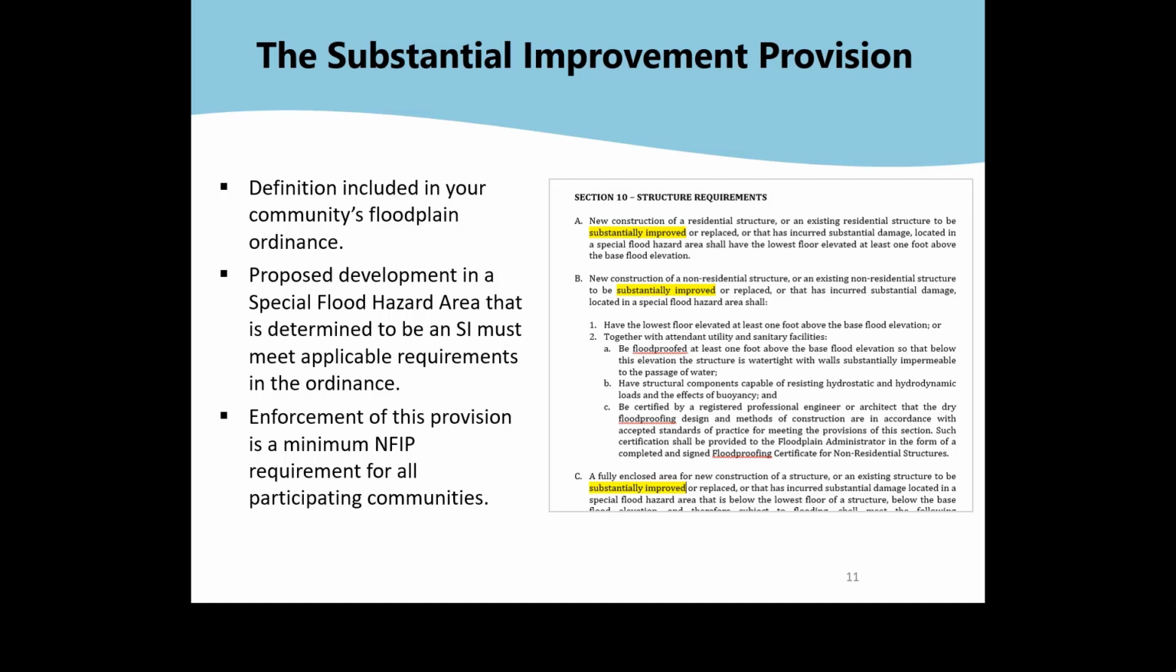If proposed development meets the definition of SI, then the requirements in your ordinance that apply for SI, which are the same as new construction, would need to be met for that development. And again, enforcement of this provision is a minimum NFIP requirement for all participating communities.